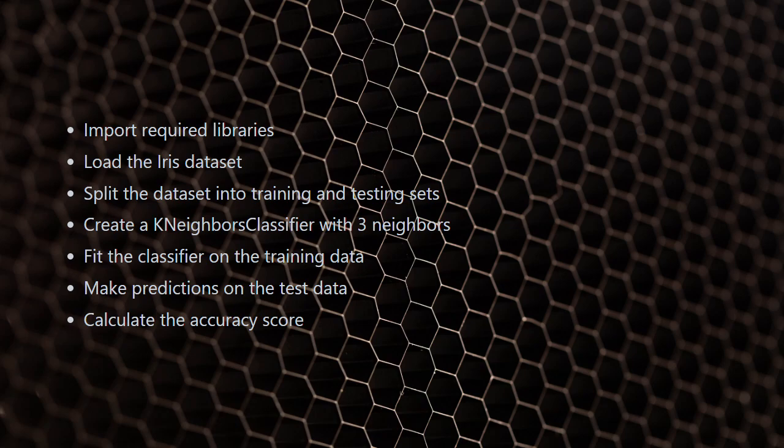In this example, we imported the necessary modules from Scikit-learn and used the k-neighbors classifier to classify the famous iris dataset. We also measured the accuracy of our model using the metrics module.